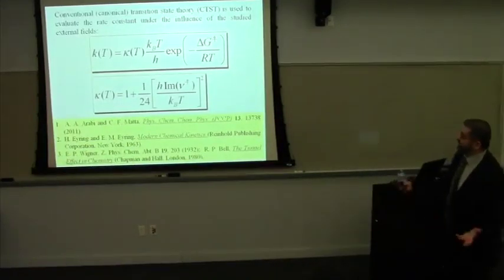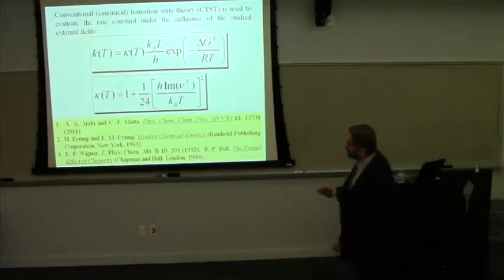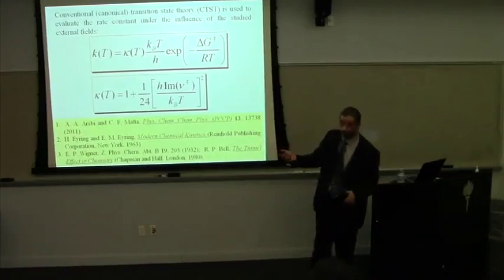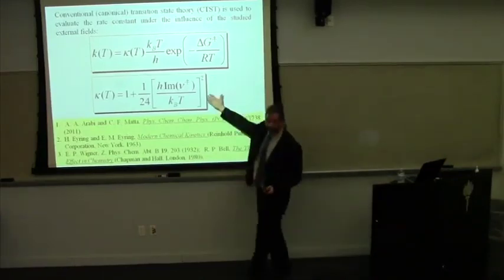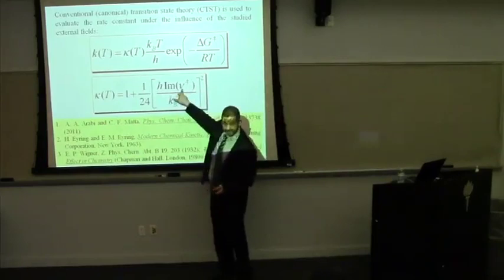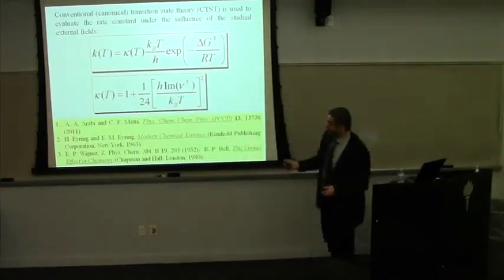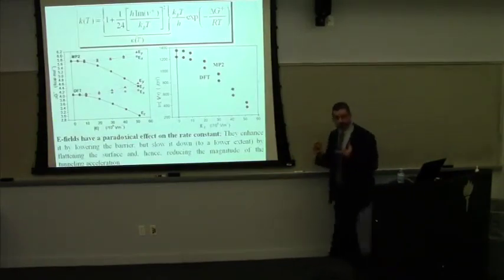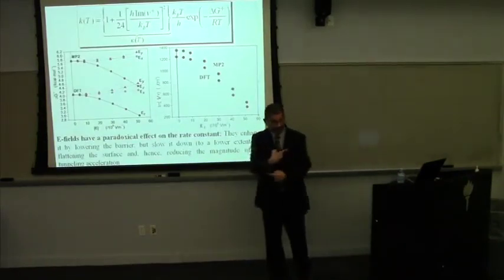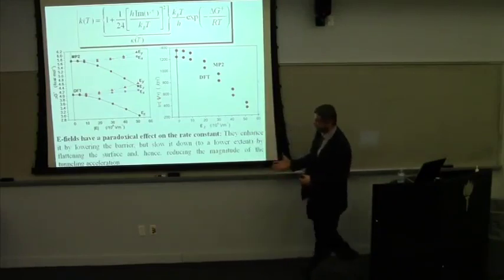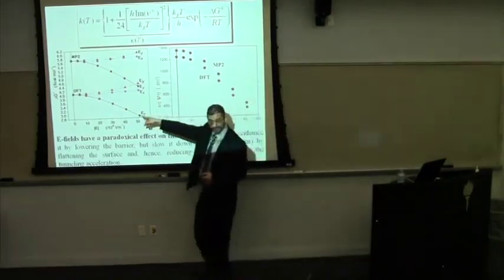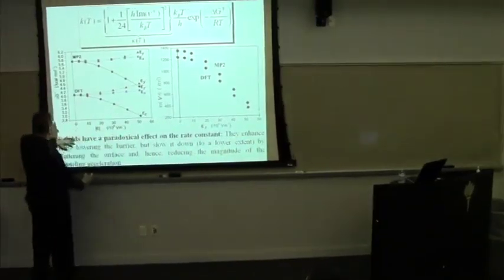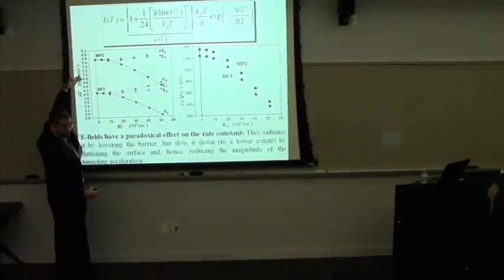Here, this is just standard transition state theory, the rate constant, and this is a correction due to quantum mechanical tunneling. The simplest one is the Wigner one, whereby this is the magnitude of the imaginary frequency, and by plugging in all these numbers, here is what the field does to the double proton transfer reaction in formic acid dimer. It lowers the barrier significantly, so this is the field intensity or field strength. This is the delta G dagger.